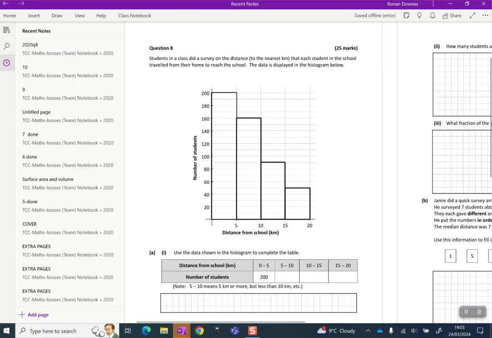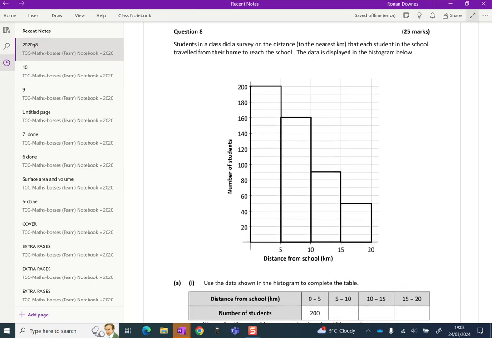So let's read the question. It looks like a statistics question. Let's read it and see how we get on.